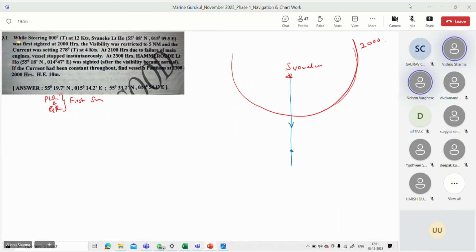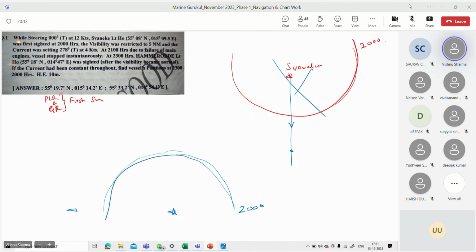Correct. CTS is 000, is it? Okay. Yes, sir. Then Swanic is here. Let me put Swanic here. Light is here, and this is the circle. Okay, beta? Now it's okay. This is the 2000.